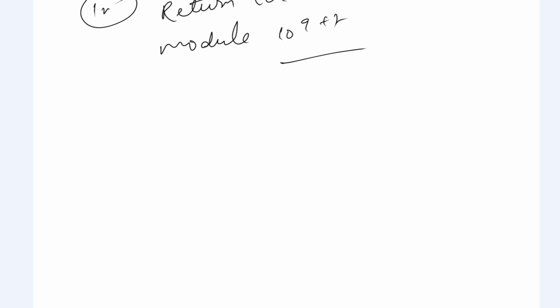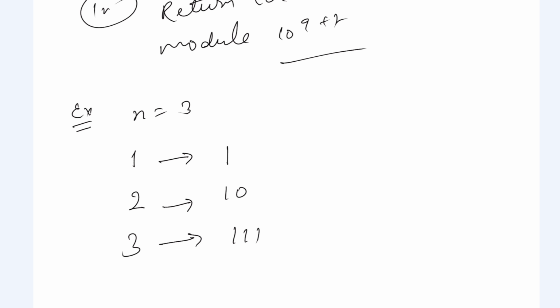Now for example, if n is equal to 3, it means we take the numbers 1, 2 and 3. Now we convert them into binary. For 1 it will be 1, for 2 it will be 10, and for 3 it will be 11. Once we have converted, we have to concatenate, which means 1, then 10, then 11.